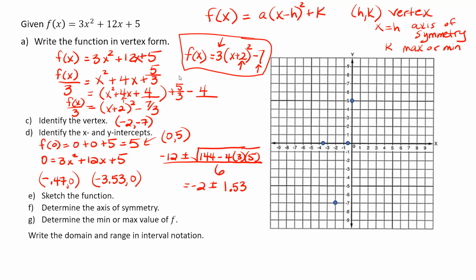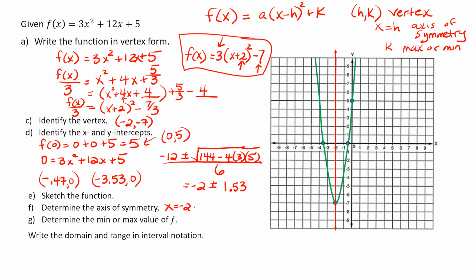So now that we have those, we're going to go ahead and sketch the function. And now we want to know the axis of symmetry. The axis of symmetry is always x equals h. So in this problem, h, which is the x-coordinate of the vertex, is negative 2. So x equals negative 2 is our axis of symmetry. It's just the vertical line that goes right through the vertex.